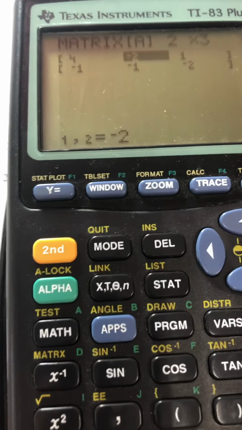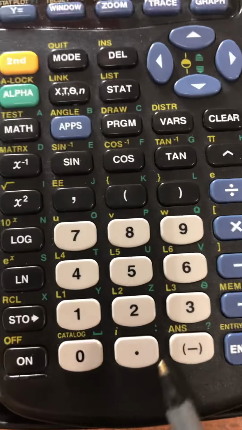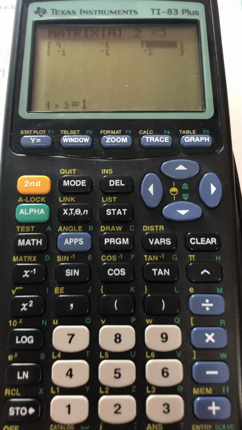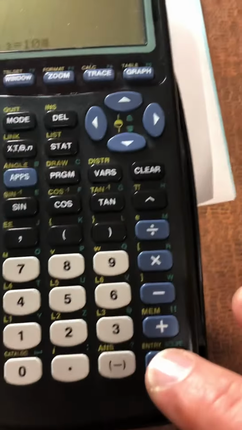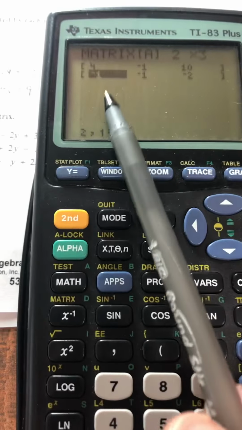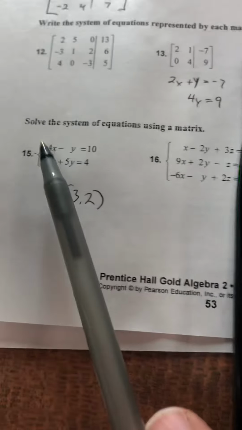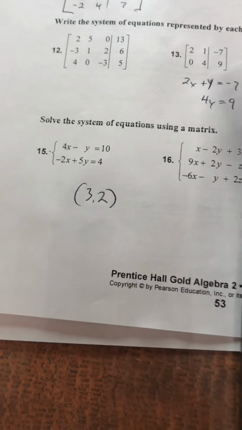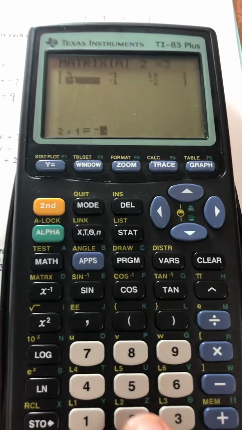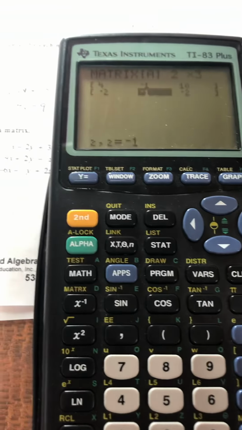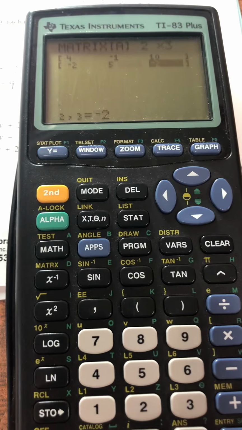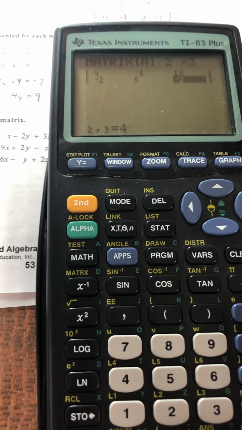And then I just start entering these numbers. So this is going to be a 4. Go to 4, enter. And then a negative 1. Make sure you're using this negative, negative 1. And then I hit enter. And then I have 10. I hit 10 and I enter. Okay, now it automatically takes me down here, and I have negative 2, a 5, and a 4.